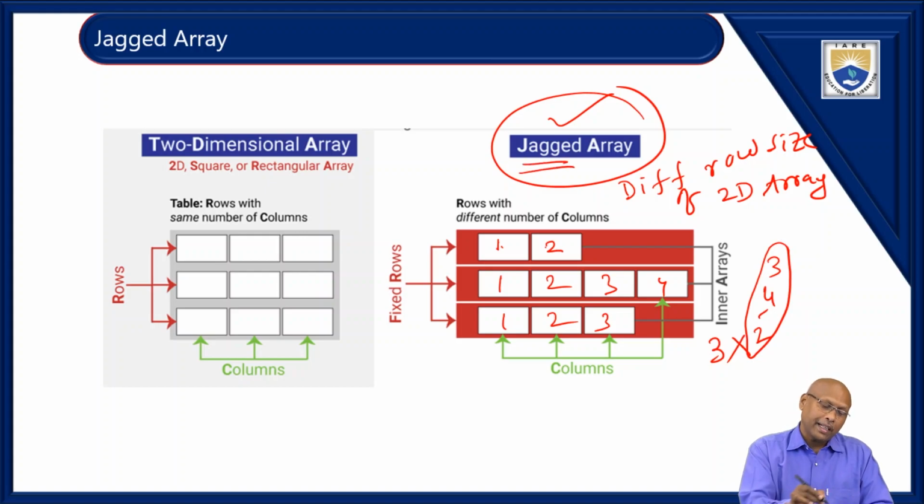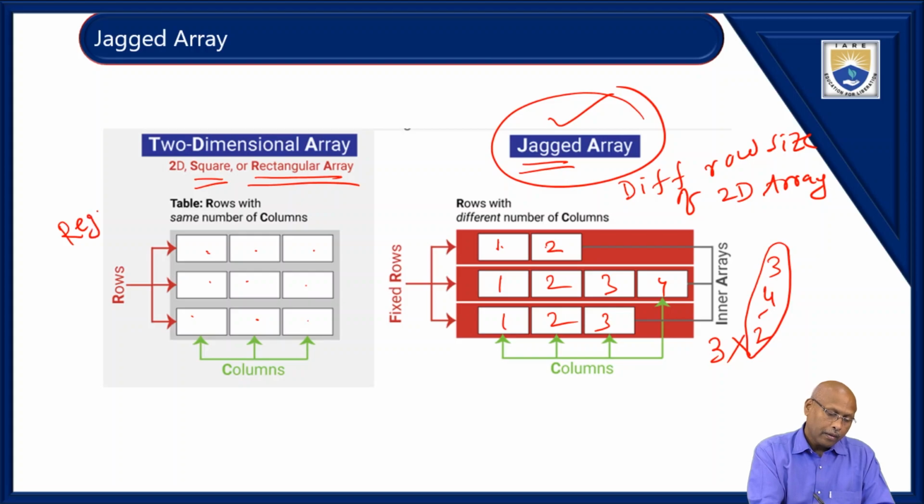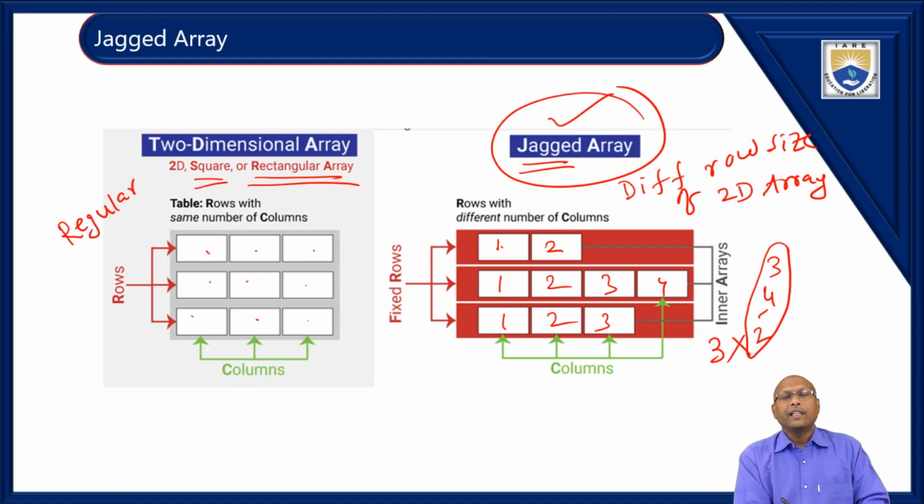Whereas a normal 2-dimensional array, or a regular array, which is also called a rectangular or square array, has a fixed number of elements in every row. Here 3 means here also 3, here also 3. This is also called a regular array. So in the regular array, every row has the same number of elements. In a jagged array, every row has different numbers of elements. The size is changing in a jagged array, whereas in the regular array the size is fixed for every row.